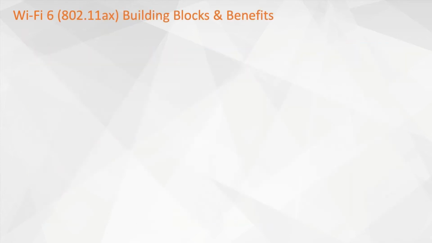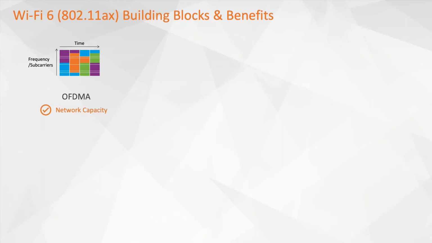So this is where I'm going to spend most of my time, on the 6 building blocks, or the 6 individual advantages that 802.11ax brings us. So the first one, and probably the most important, is something called OFDMA. In previous generations of Wi-Fi, it was kind of a free-for-all, right?